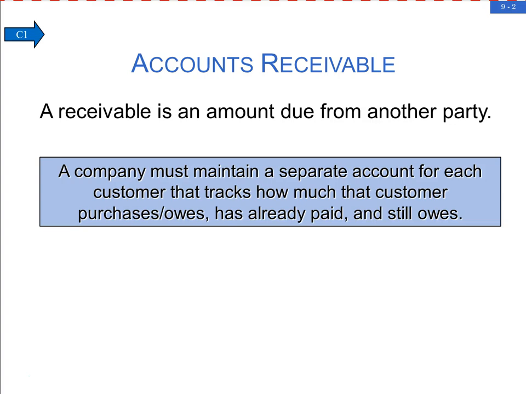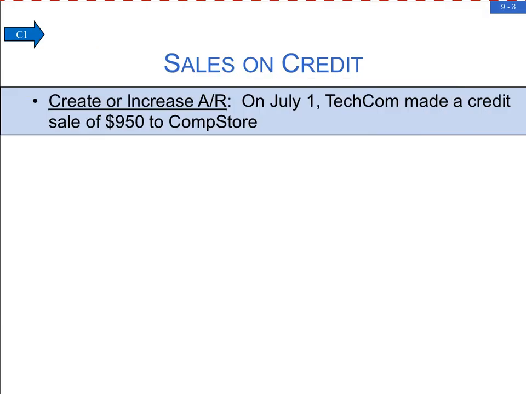In the past, we've dealt with accounts receivable as one generic account. But the way a company really does it is we need to maintain a separate account receivable for each and every customer that we sell to on credit, so that we know how much each individual customer owes us going forward, how much they've already paid us, and so forth. Let's run through a couple quick examples to demonstrate what I mean.